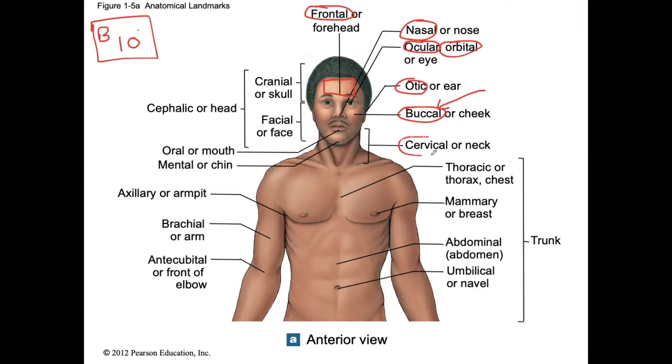The neck is called cervical, and we know the cervical spine is C1 to C7 vertebrae. The C is for cervical, which means neck. Women know that because, God forbid, sometimes women get cervical cancer, which is the neck of the uterus. The uterus has a neck as well called the cervix. It's called cervix cancer or cervical cancer.